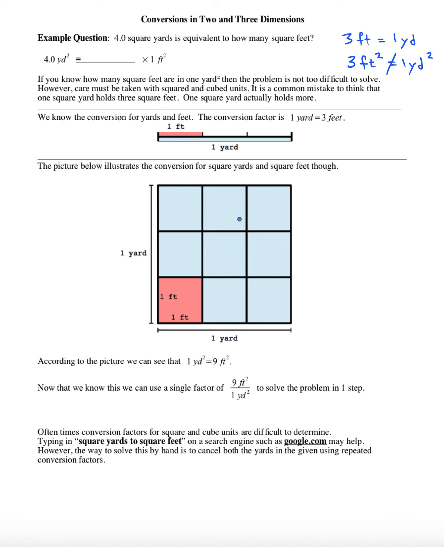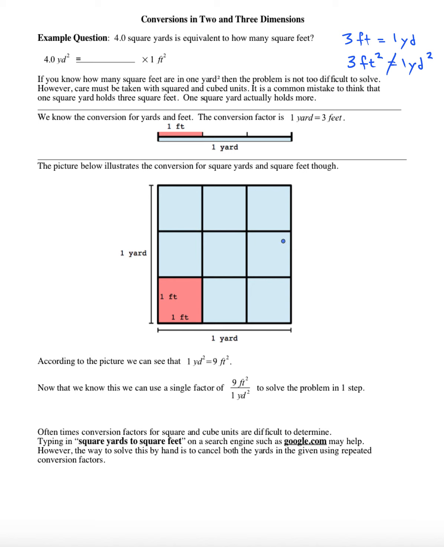The picture shows a 1x1 square yard of area. And as you can see, the little red piece here is a square foot. Now, even though there are 3 feet in a yard along the vertical dimension and 3 feet in a yard along the horizontal dimension, there are not 3 square feet in a square yard. There's actually 9 square feet in a square yard.